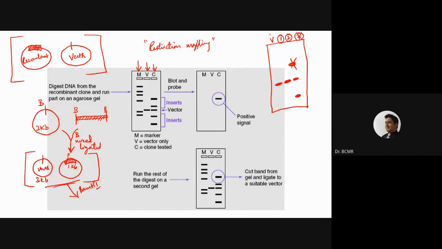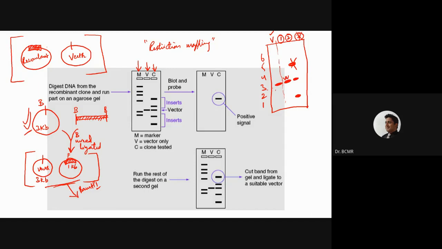In lane 1, I have vector alone, and say the marker is something like 1 kb, 2 kb, 3, 4, 5, and so on. The empty vector gave a band at 3 kb. That fits with the experimental setup that I have taken here. Clone 1, I have digested it, and I found only one band corresponding to 3 kb, which means it doesn't have any other DNA, which would mean that it is a vector-vector religation.